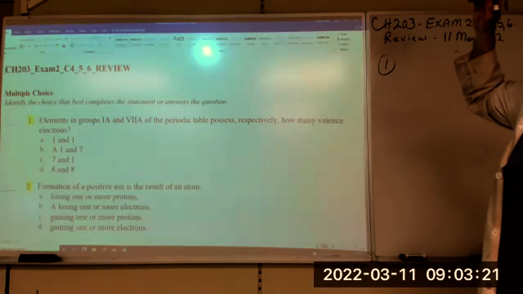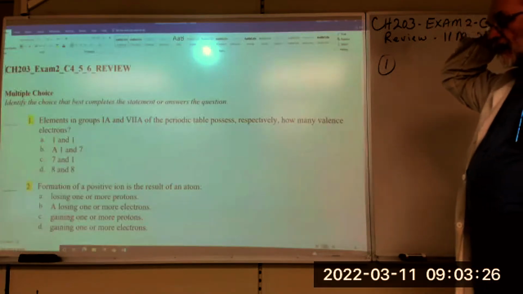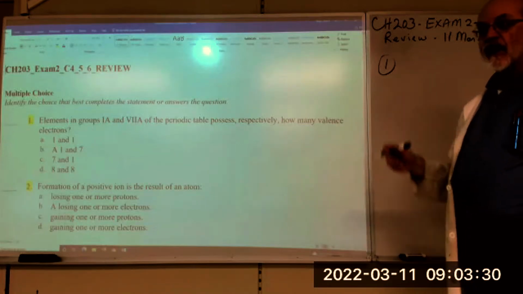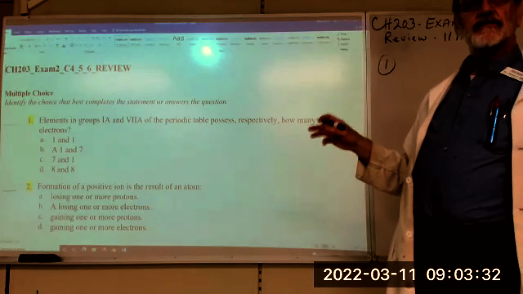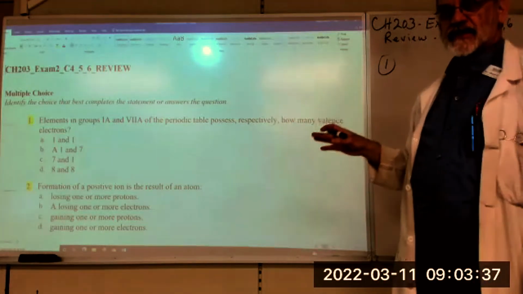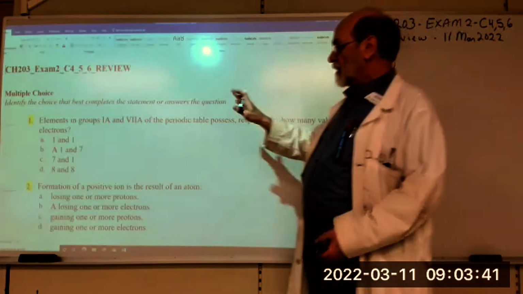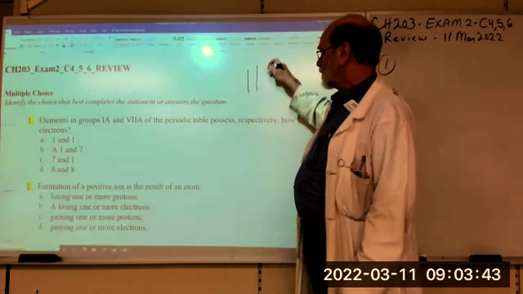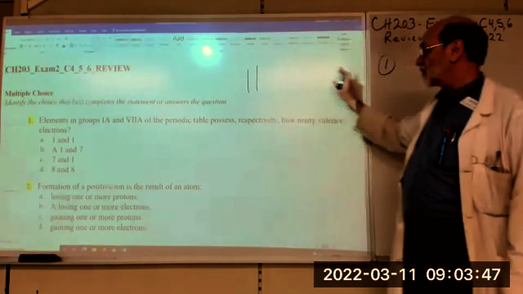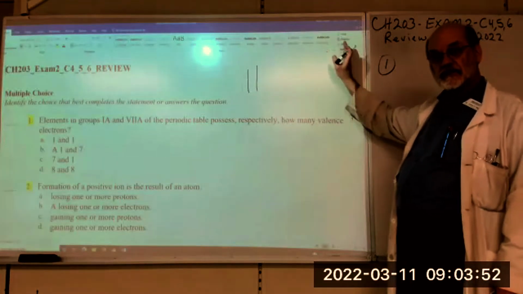Elements in group 1A and 7A, so we're going to refer to the periodic table. This is the old system. The new system, remember, goes from left to right, 1 through 18. The old system has some advantages. It works through the first 2 groups on the left, alkali metals and alkaline earths, and then skips over the transition metals and works on the last 6 columns.